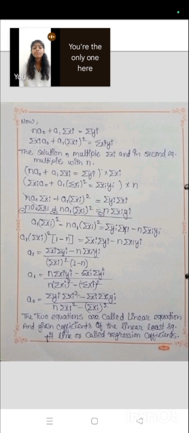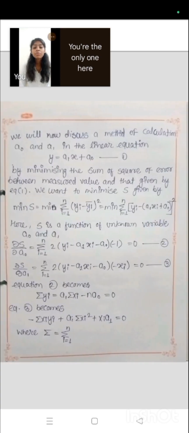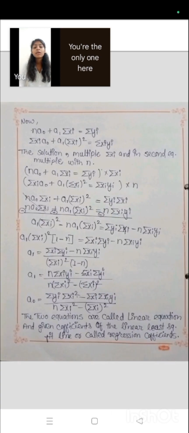So this a1 value we put in the equation, and we find the a0 is equal to summation of yi and summation of xi whole square minus summation of xi into summation of yi and xi upon n summation of xi whole square minus summation of xi whole square. Now we will find the a1 and a0 solutions.